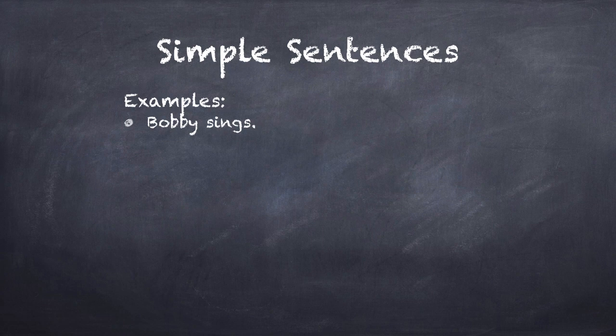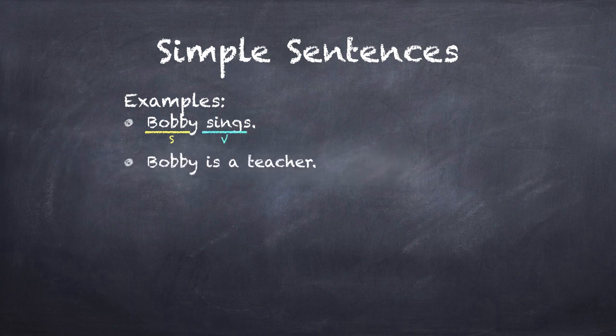Our first example is Bobby sings. This sentence is a simple sentence because it has a subject and a verb and nothing more. In our next example, we have Bobby is a teacher. Bobby is the subject, is the verb, and a teacher is a complement. Bobby and a teacher refer to the same person. So we say that a teacher is a complement.